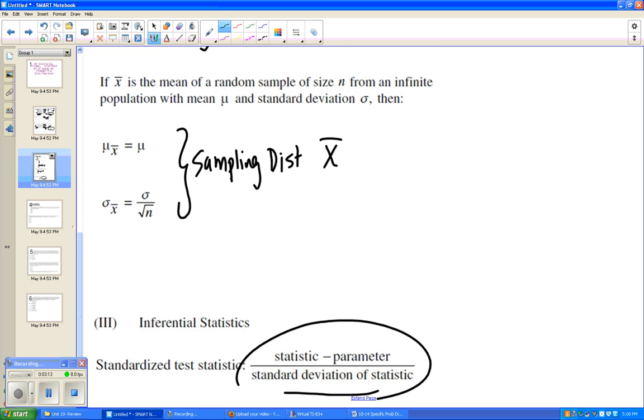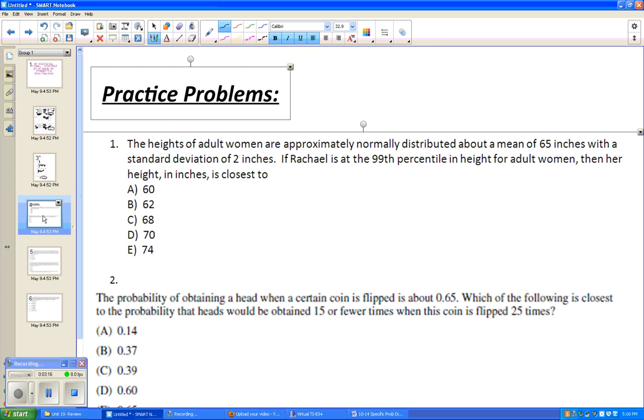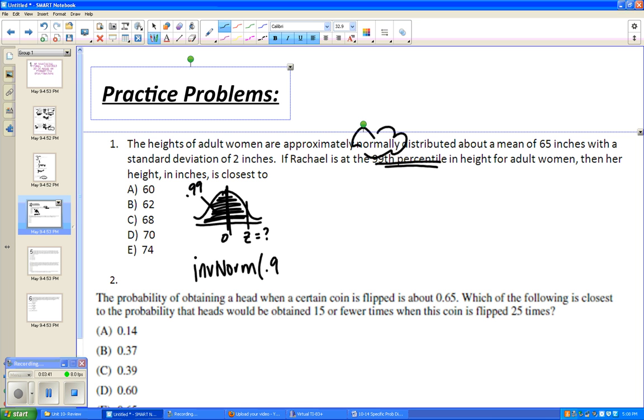So starting off with the first one, the heights of adult women are approximately normal. As soon as I see that, I know I'm going to be drawing a normal curve. We have the mean of 65, standard deviation of 2. Rachel is at the 99th percentile. Percentile means percent below. So I'm starting with the picture. 99th percentile, well, if she was here, 50% would lie below. So here, that shaded area there is 0.99. Center 0. I don't know what that z is. So what I'm going to do is inverse norm of 0.99, and I get 2.33.